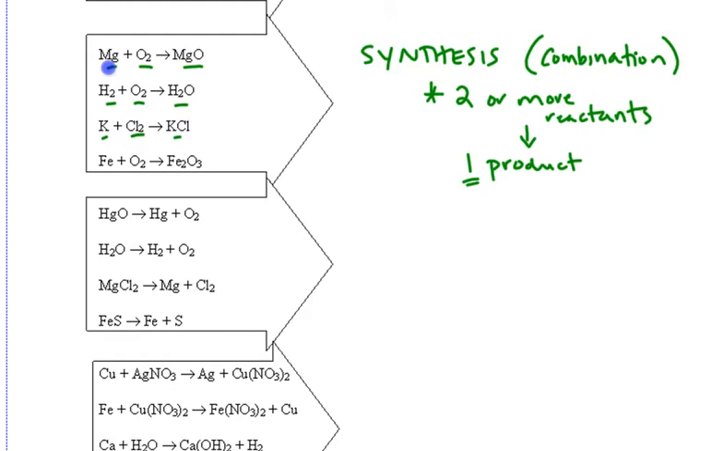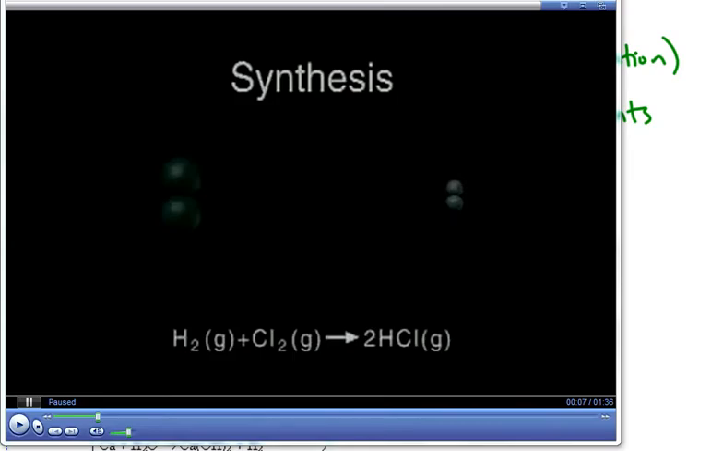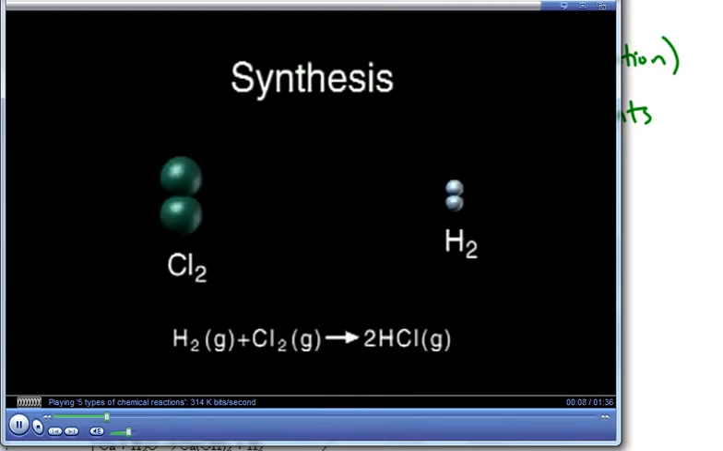All right, let's go ahead and I'm going to take a look at a video that corresponds to this. Okay, so here's a little animation that'll show you the synthesis. Here we have hydrogen and chlorine synthesizing to make 1 new compound, HCl. A synthesis reaction is when 2 or more substances combine to form a single product.